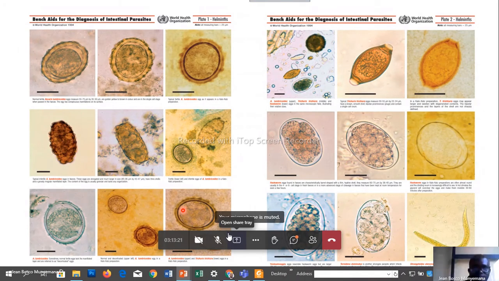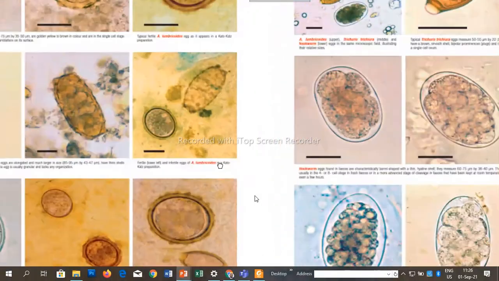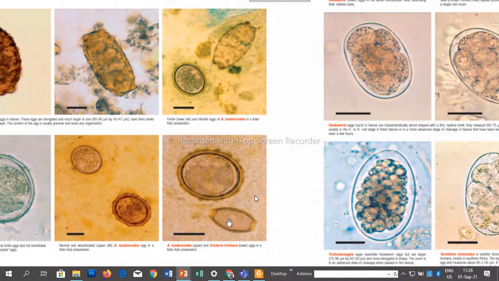Okay, I have an idea. That is a Trichuris trichiura. Trichuris trichiura is this one. Which one? This one. Here there are two eggs. This one. Yes.